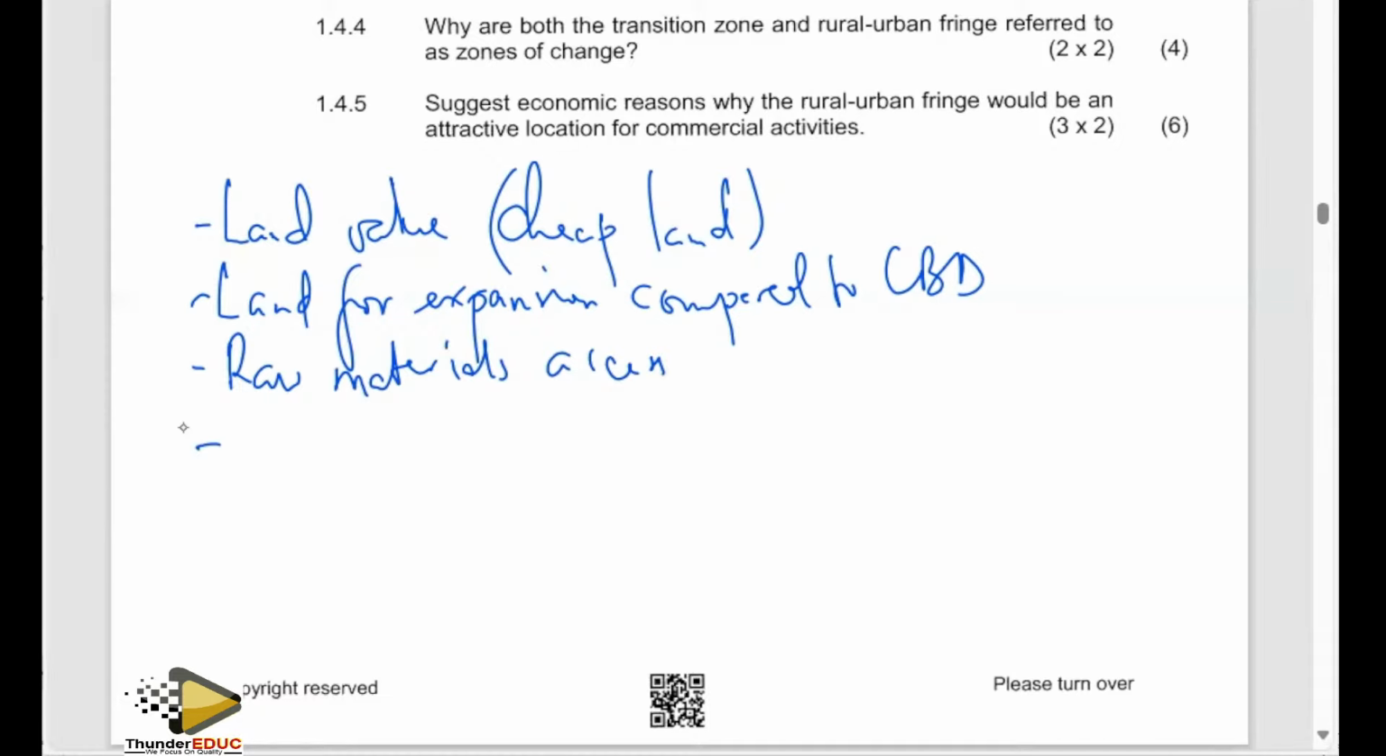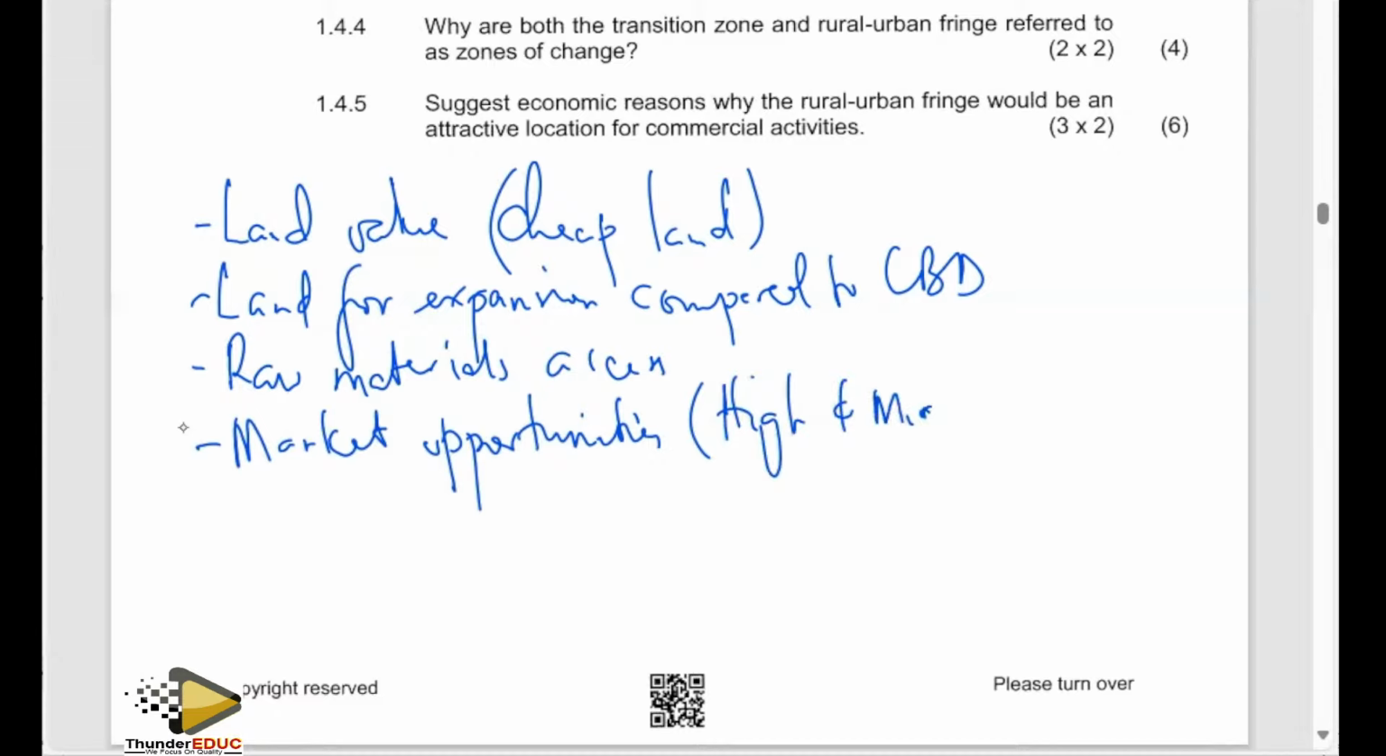And also, we can talk of market opportunities. And mainly the market there, we talk of the high and middle income. There is market opportunity there for their products if they can locate in the zone of transition, because remember the low income, the middle income and the high income residential areas also locate away from the CBD, which will make it convenient for them to go and do business in the zone of transition. And therefore, there's a market opportunity for such businesses locating in those areas.